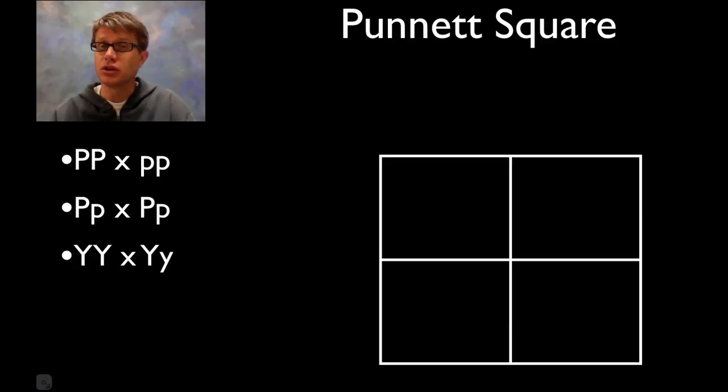Let's say here, how many different genotypes would I get? Right answer, I'm going to get 2 different genotypes. How many phenotypes? Just 1. They're all going to be yellow.